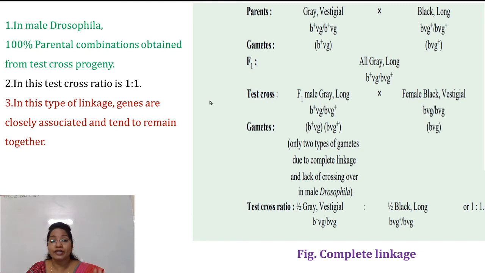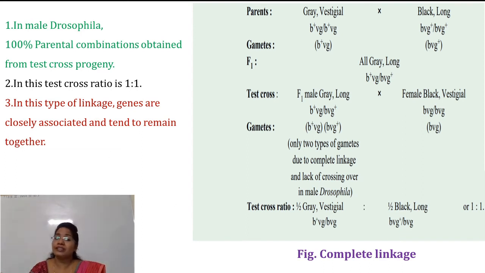That means in male Drosophila, in the F2 generation of the test cross, all the combinations are parental combinations. Since grey vestigial is present in one parent, grey vestigial is present in F2 also. Similarly, the other parent is black long, so similar progeny are obtained in the F2 test cross. So at the end of the test cross, only the parental combinations are present. In male Drosophila, 100% parental combinations are obtained, so the test cross ratio is 1:1.